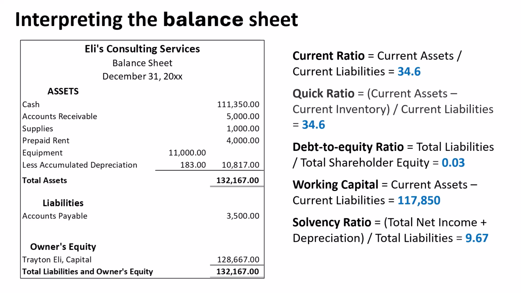Eli's current assets include cash, accounts receivable, supplies, and prepaid rent for a total of $121,350, and its current liabilities include accounts payable of $3,500, for a current ratio of 34.6, which means that the company has plenty of current assets to meet its current obligations.